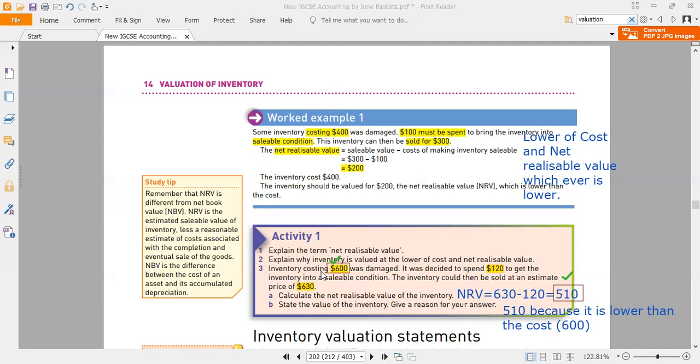If sometimes cost is lower than the net realizable value, then you have to record at the cost. But in this question, net realizable value is less than the cost, so you will record at the net realizable value. The reason is that it is lower than the cost, that is 600. Is it clear?